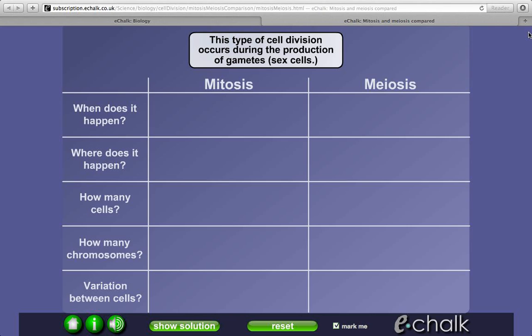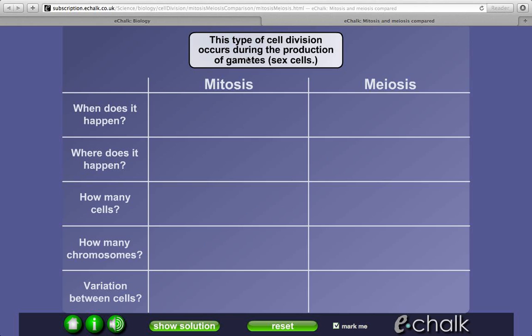So before we start this, I just want you to look at, obviously you've got two columns, you've got mitosis and meiosis, okay? And the areas where there's differences are: when does it happen? Where does it happen? How many cells does it produce? We're going down the left-hand side here. How many chromosomes does the new cell have? And what's the variation between the cells? Okay, so we start at the top here.